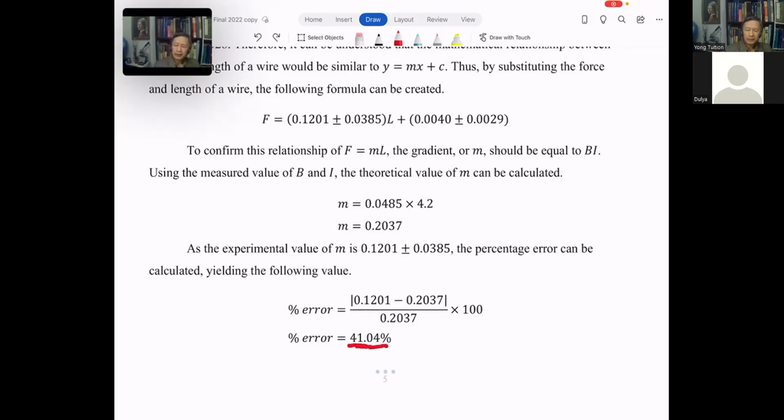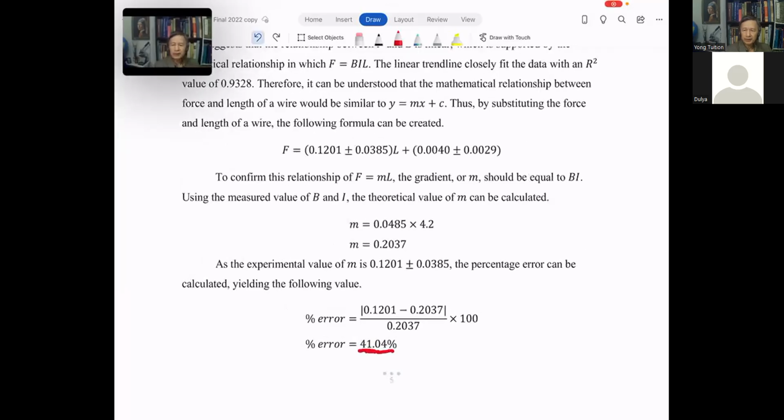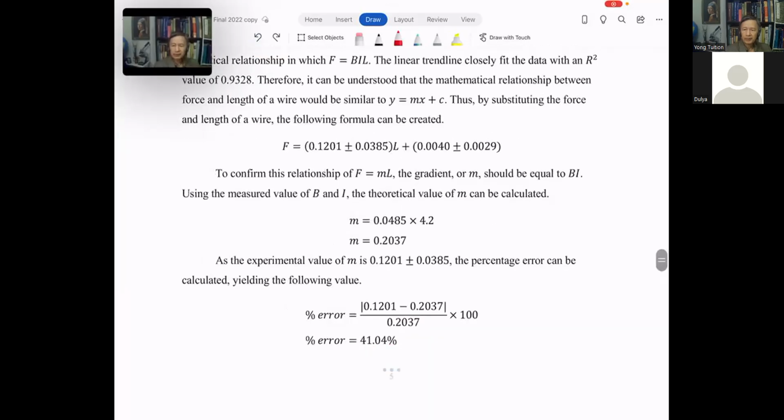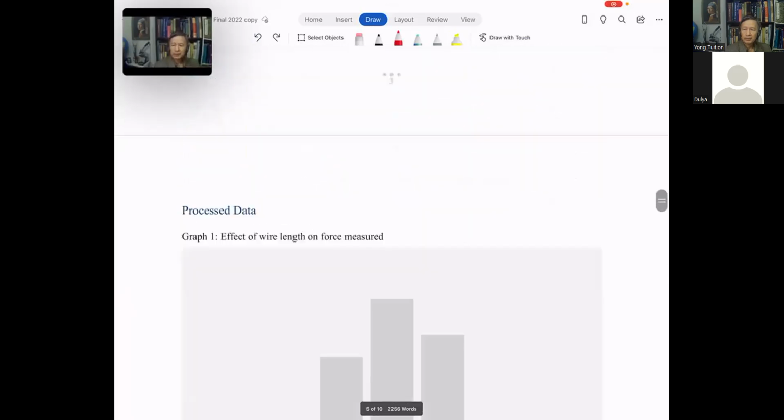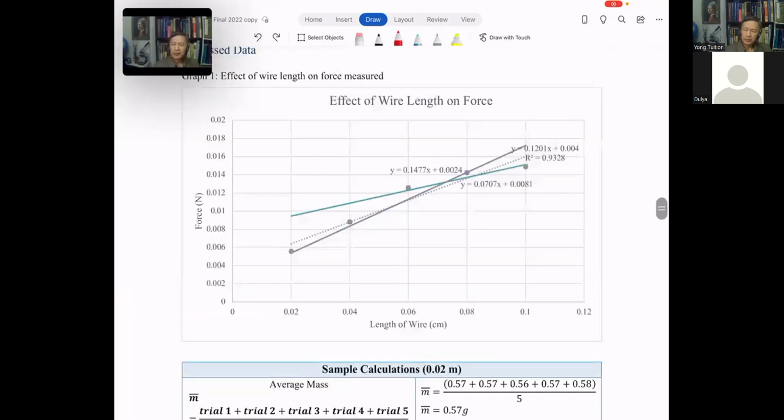I don't think your percentage error is very big. Can you go to the diagram? I'll show you. Go to the diagram. Show me the diagram. That's very interesting.